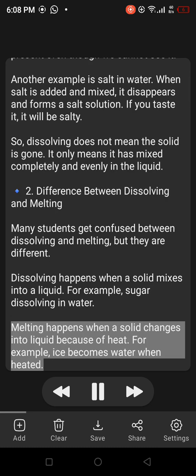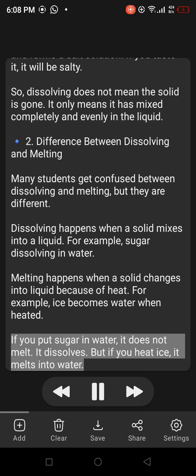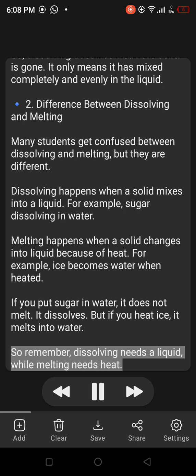Melting happens when a solid changes into liquid because of heat. For example, ice becomes water when heated. If you put sugar in water, it does not melt. It dissolves. But if you heat ice, it melts into water. So remember, dissolving needs a liquid, while melting needs heat.